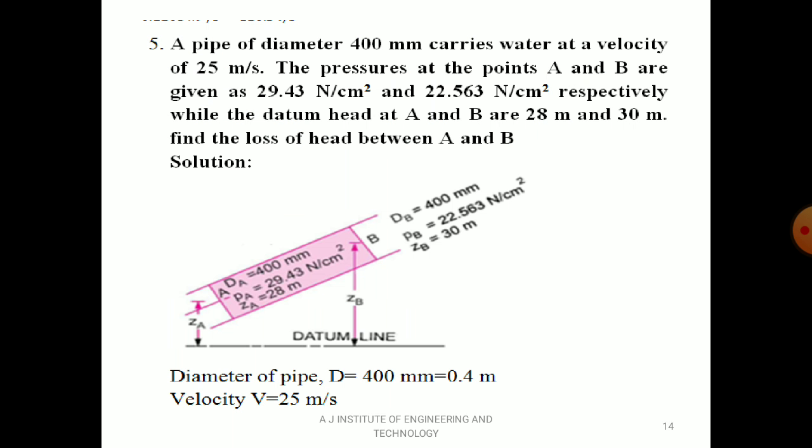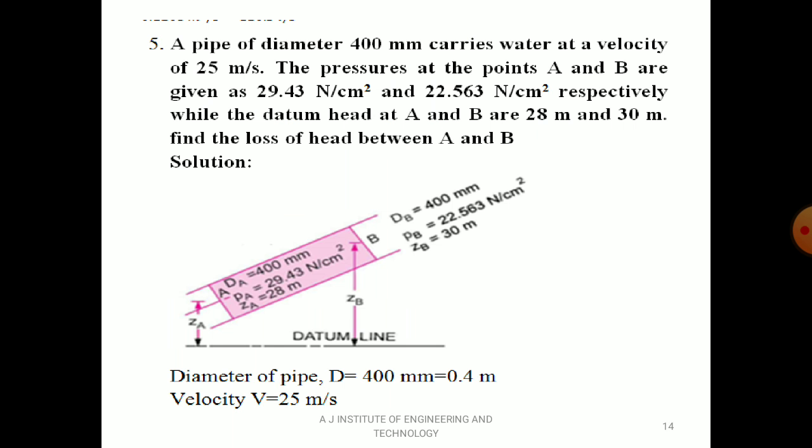Next problem: a pipe of diameter 400 mm carries water at a velocity of 25 meter per second. The pressures at the points A and B are given as 29.43 Newton per centimeter square and 22.563 Newton per centimeter square respectively, while the datum heads at A and B are 28 meter and 30 meter. Find the loss of head between A and B.